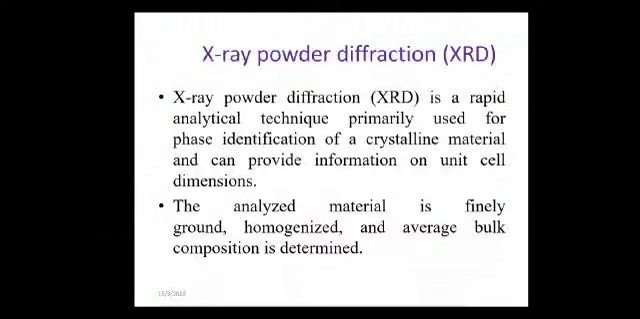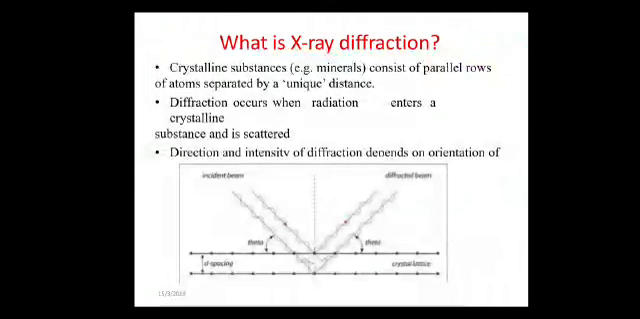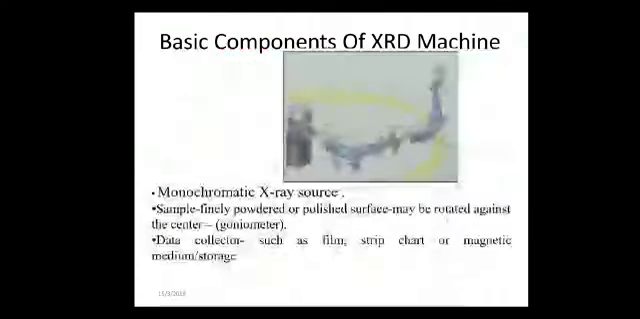X-ray diffraction is used to analyze crystalline substances like minerals, which consist of parallel rows of atoms separated by a unique distance. Diffraction occurs when radiation enters a crystalline structure and is scattered. The direction and intensity of the diffraction depend on the orientation of the material.